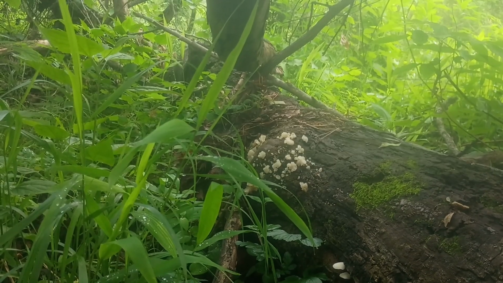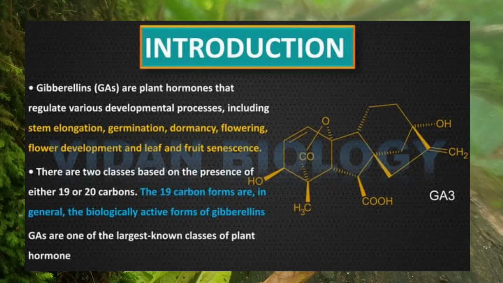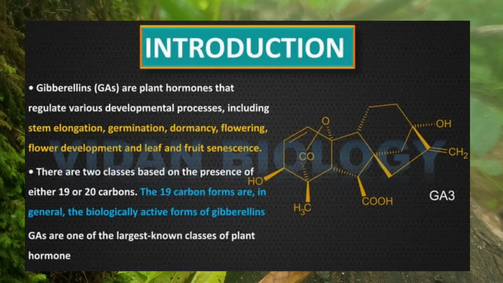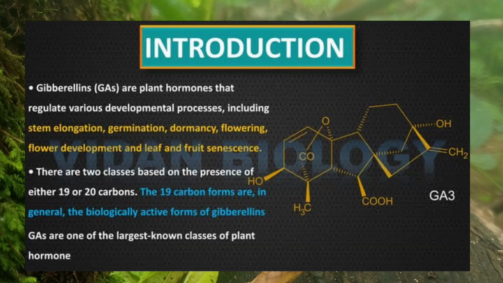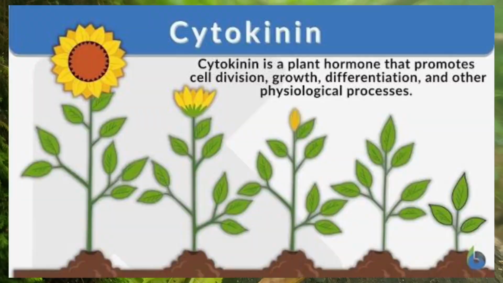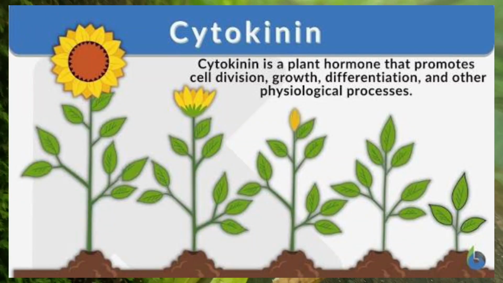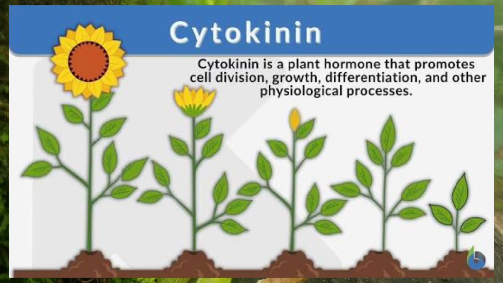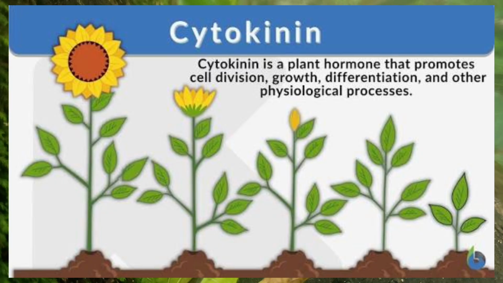Then you also have gibberellins, which stimulate seed germination. They promote stem elongation and cell growth, and they activate enzymes that mobilize seed nutrients. There are also cytokinins. These promote cell division, also known as cytokinesis. They delay senescence, which is aging, and are involved in the development of shoots and leaves.